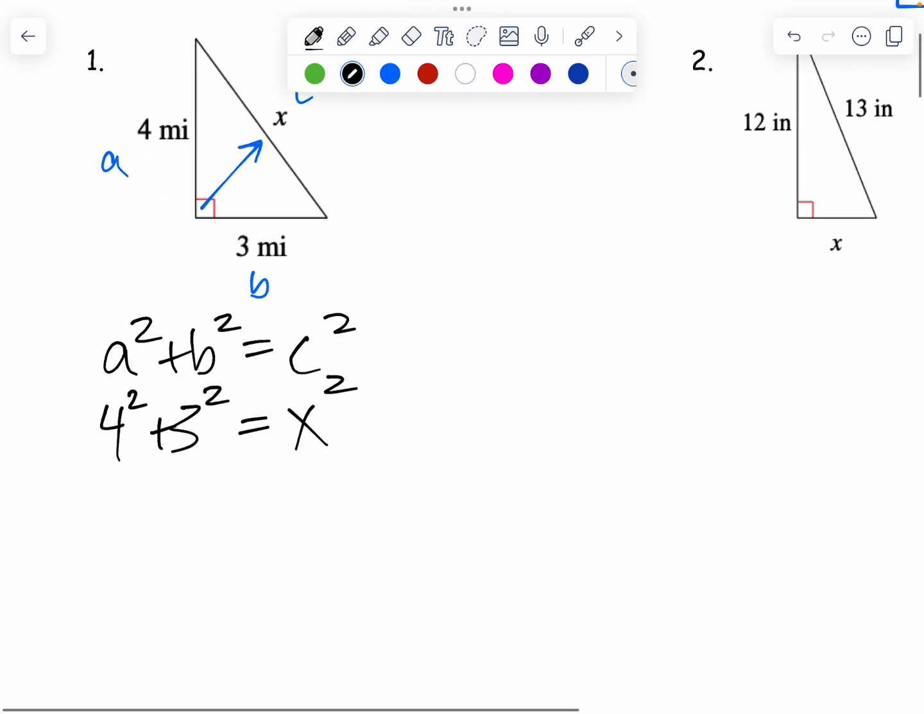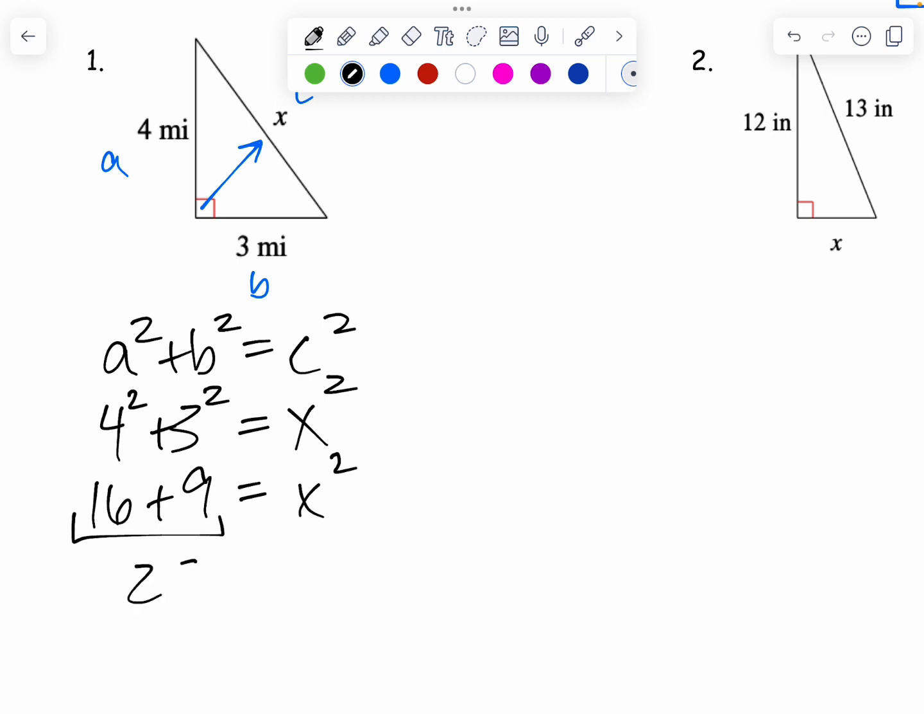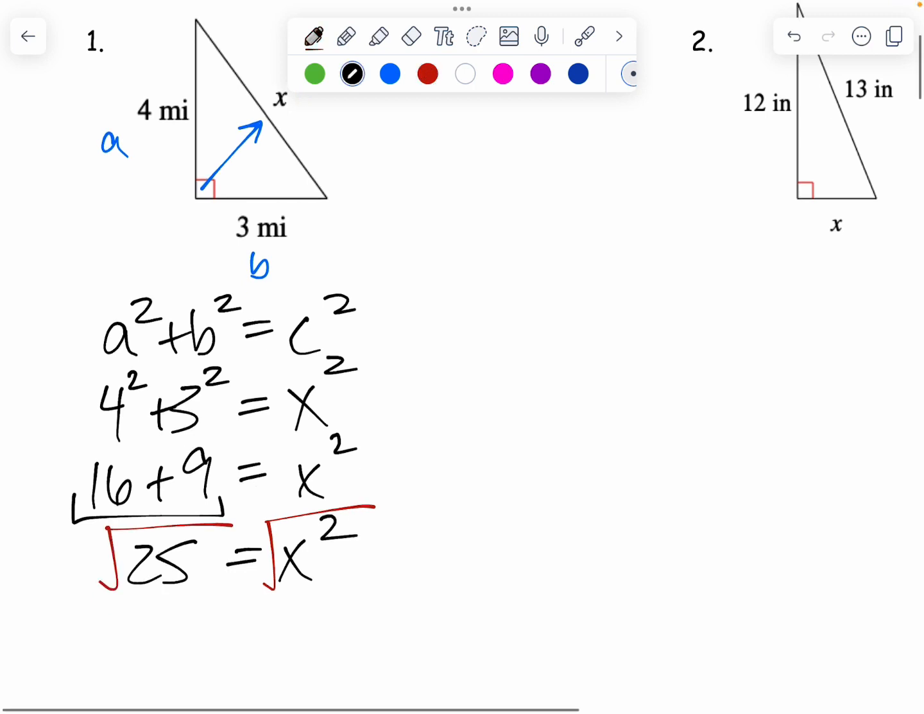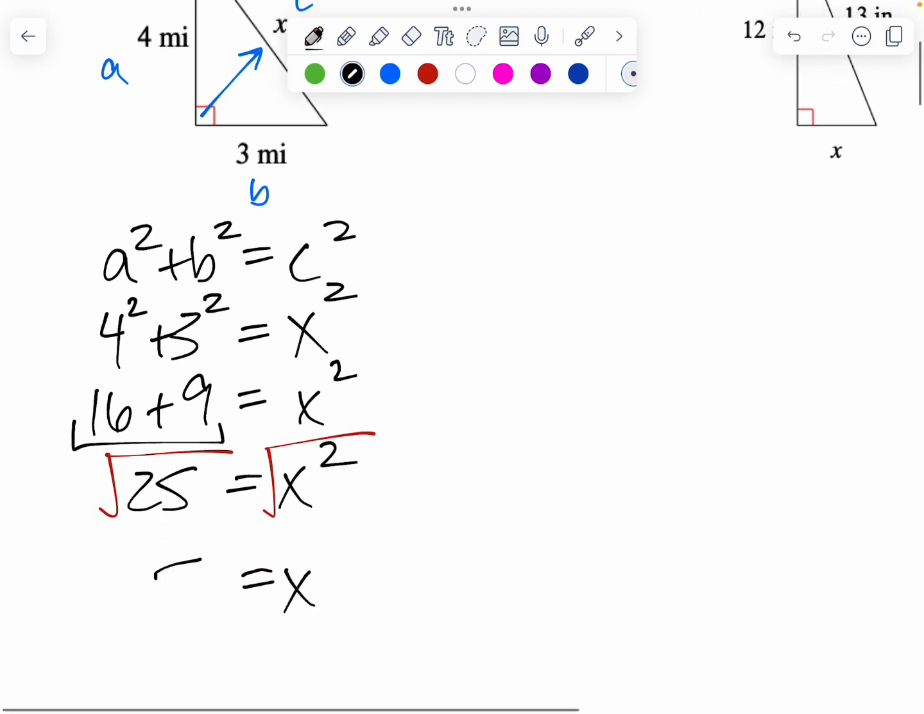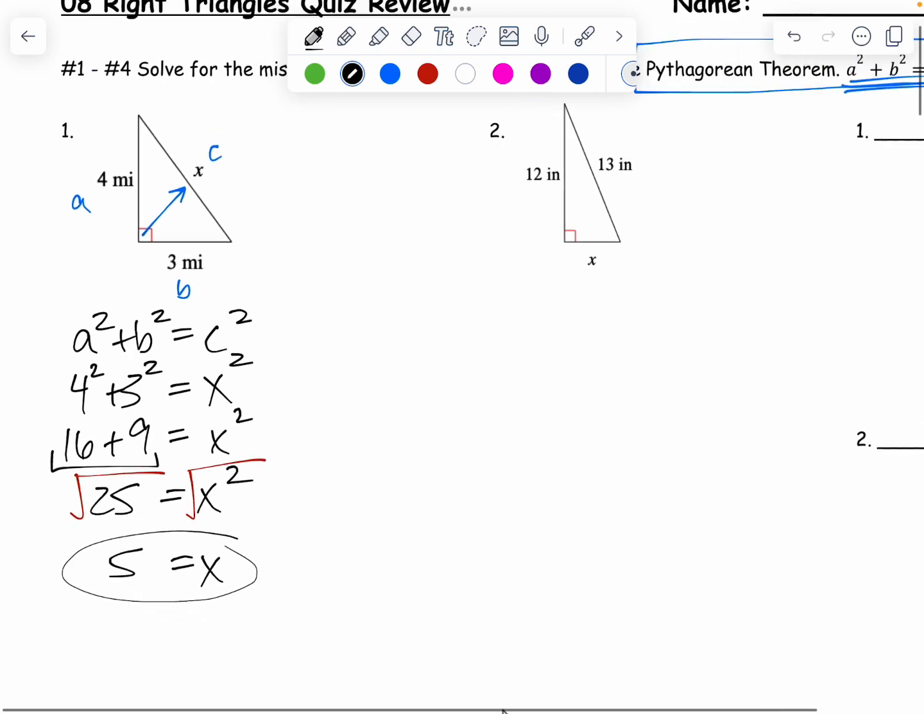Okay, great. 4 squared, you can use your calculator if you need to. It's 4 times 4, which is 16. 3 squared is 9, is X squared. I'm going to combine like terms here. 16 plus 9 is 25. And then don't forget, how do you get X by itself? You square root both sides, and X equals 5. That's question number 1, Pythagorean theorem.